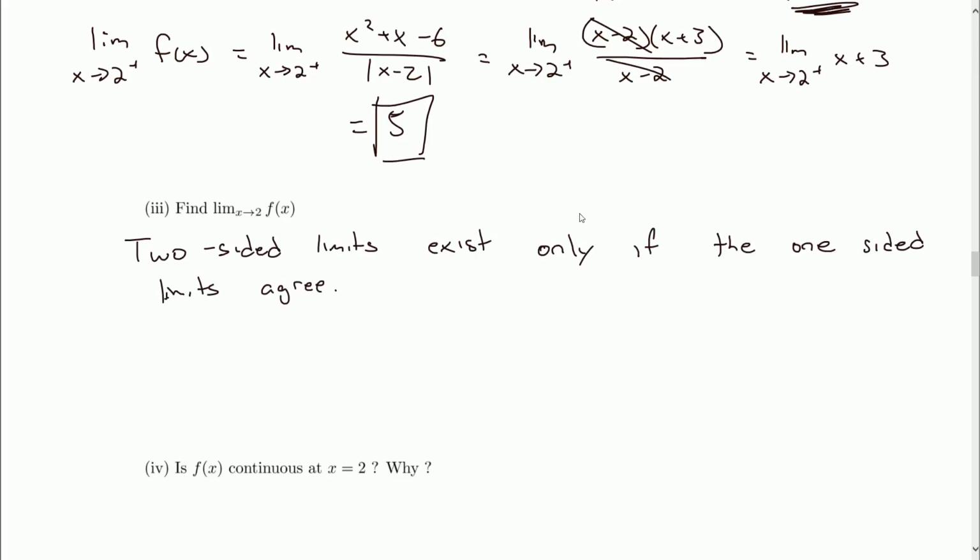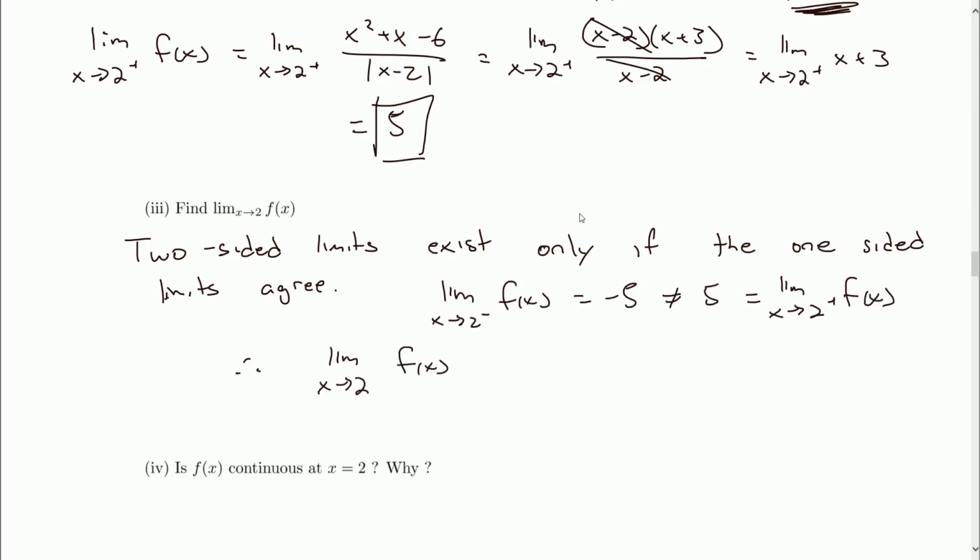Okay, so they exist only if the one-sided limits agree. That's fine. Well, the limit as x approaches 2 from below of f of x, we saw that that's -5. But that's not 5, which is the limit as x approaches 2 from above. So the limit here does not exist. And that's exactly what I would put.